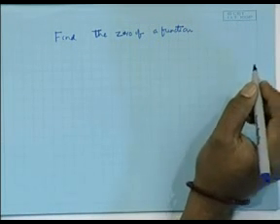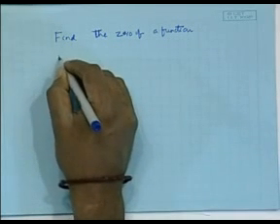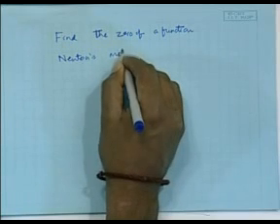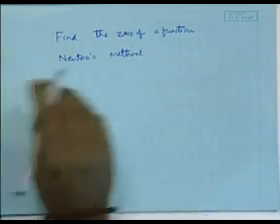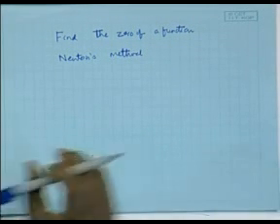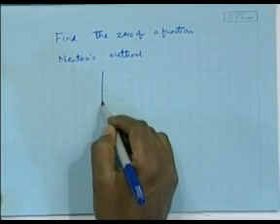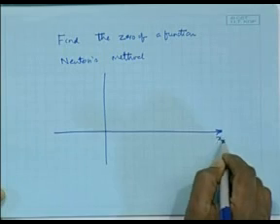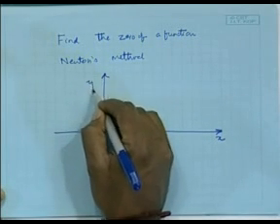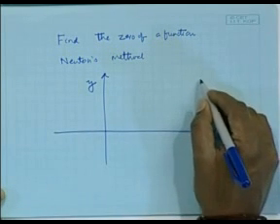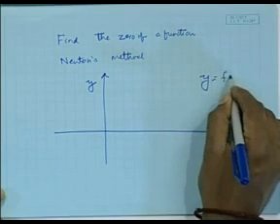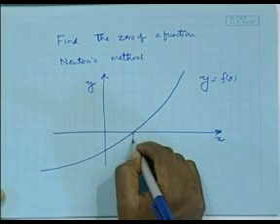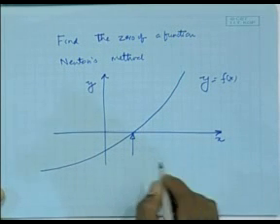Finding the zero of a function. How will we find it? We will be using the same famous Newton's method. Let me take a very simple function. Suppose this is the x axis and this is the y axis, and y is a function of x, which goes like this and has a zero crossing here. This is my zero.